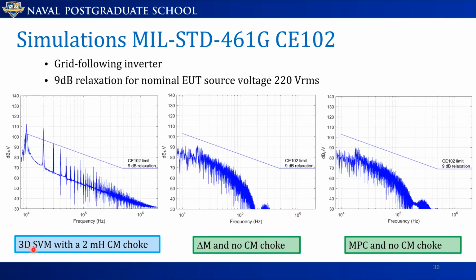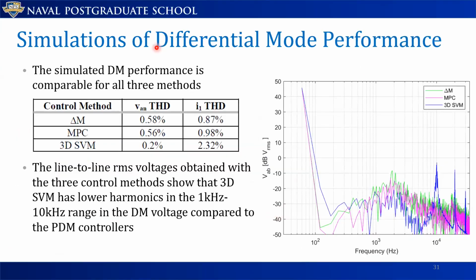And so again, 3D space vector modulation with a 2 millihenry common mode choke barely meets the C102 limits, as we expect. And here, no common mode chokes in simulations. We also wanted to make sure that the differential mode performance is not degraded substantially. Even though 3D space vector modulation does have a better THD, the THD is not much larger for delta modulation and model predictive control. The noise in the spectrum is spread more here, and of course, we don't have the switching frequency components that we had on 3D space vector modulation.